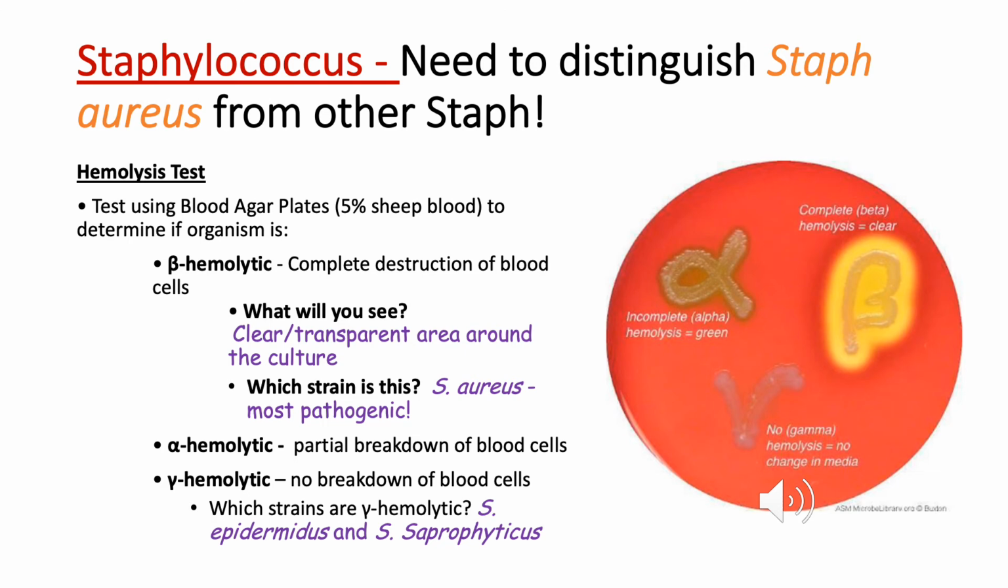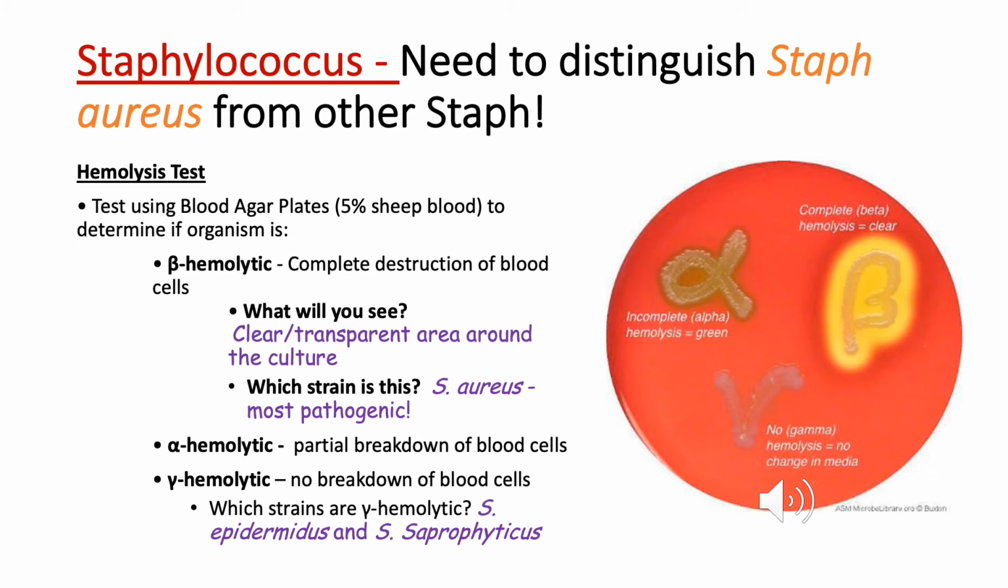Another test to distinguish the dangerous Staph aureus from other staph species is the hemolysis test. And this is a test using blood agar plates, which contain 5% sheep blood. Now remember, I told you that Staph aureus breaks down red blood cells, destroys red blood cells, which is one of the things that makes it so pathogenic.